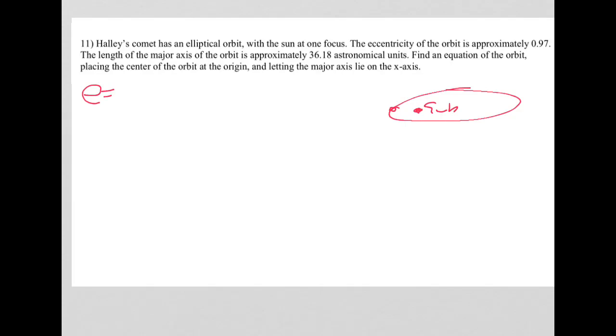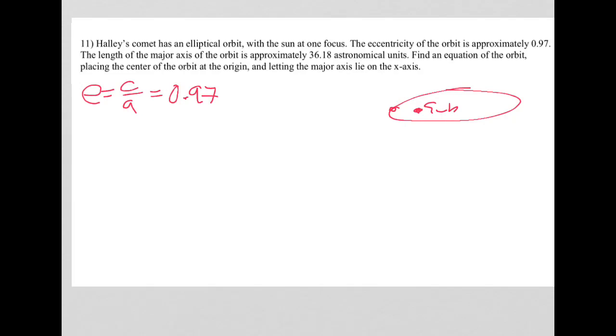So we know the eccentricity, which is in the form c over a, is approximately 0.97, which will come in handy later. The length of the major axis of the orbit is approximately 36.18 astronomical units. What on Earth is an astronomical unit? Well, it's not on Earth. It is a space unit.